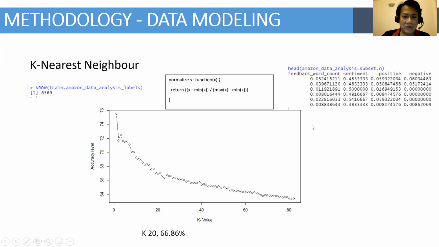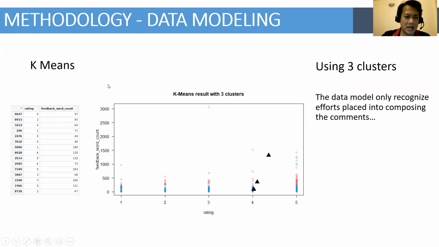The next model that we actually use is the K-means unsupervised model. Based on what we have learned from the previous supervised model, we changed the clustering to give a context of the rating with the feedback word count from the comment. In this case, we did get three, I would say, very interesting clusters which have a very large radius or distance.